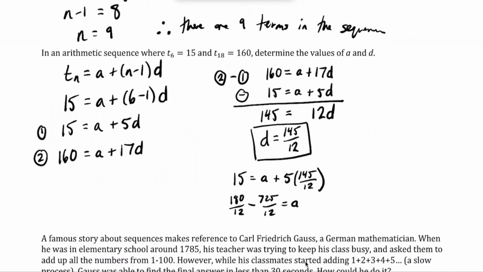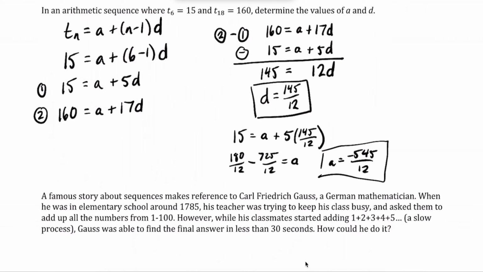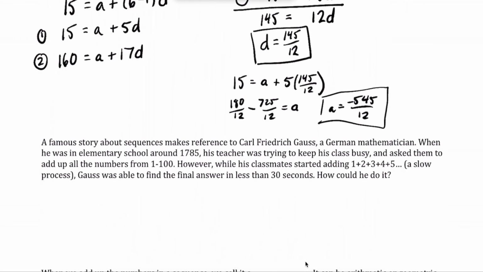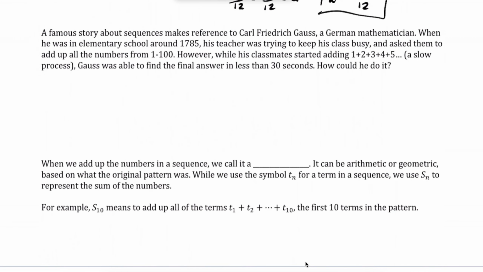And this is going to give me an answer that A is equal to negative 545 over 12. Okay, so the answers are a little gross, but the concept, I think, is the same kind of thing. We're just setting up the formulas, and then we're doing a little bit of algebra to solve for the unknown variables here. Okay, just a little bit further to go.